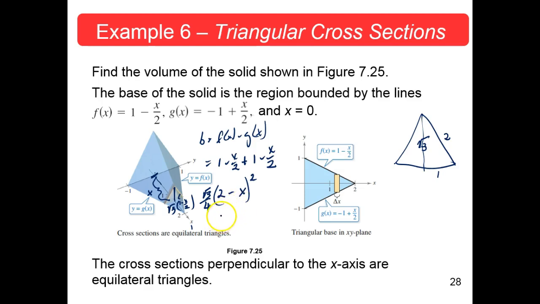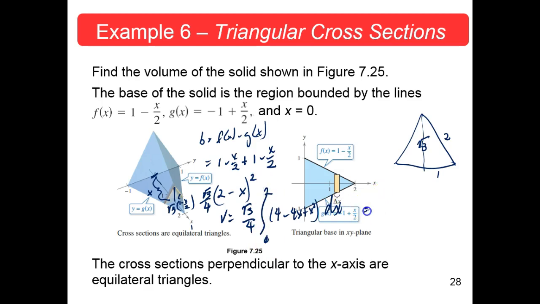So let's do the volume then. It would be root 3 over 4 times the integral of, let's go on and square that. What would that squared be? Bill told you last time, what would that be? Help me, somebody. 4 minus 4x plus x squared, dx. And this is going from 0 to 2. X is going from 0 to 2.